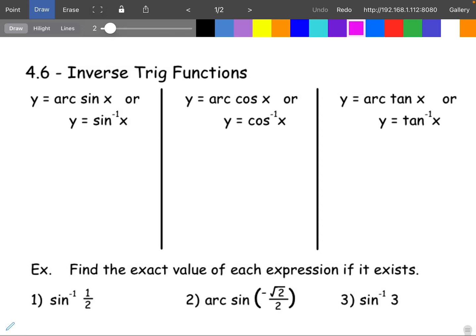Okay, today we are going to look at section 4.6, which is over our inverse trig functions. So we're going to look at inverse sine, inverse cosine, and inverse tangent.